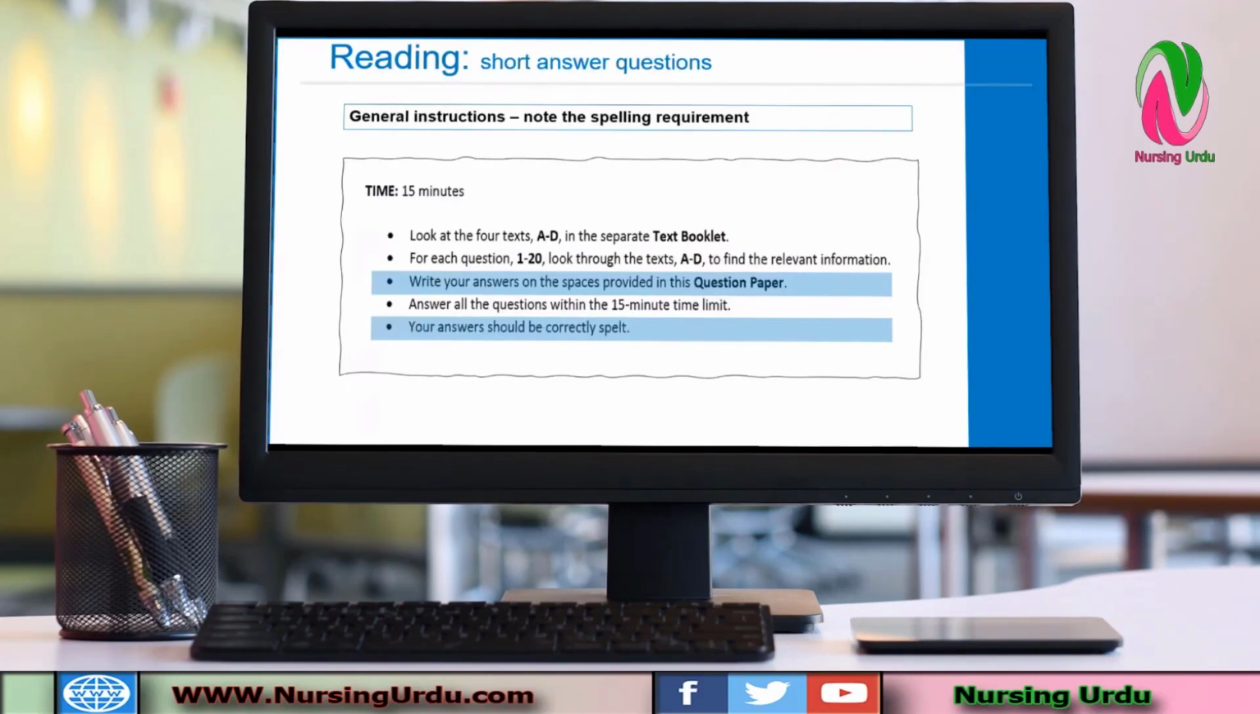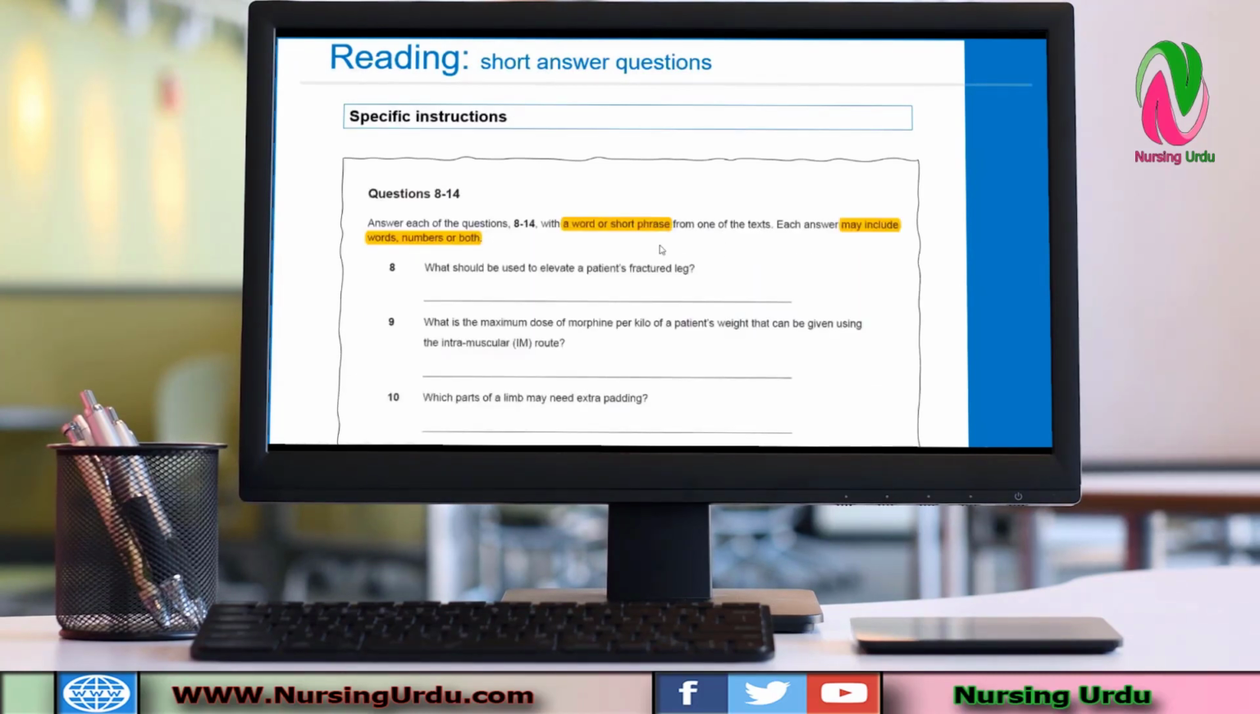So short answer questions. Note the spelling requirement. So in this section, it's a very different approach. You're going to be lifting information exactly as it appears in the text and putting it into your answer sheet. So there's actually no reason, you need to be careful, but there's no reason for any spelling mistakes. You're not going to be altering the answers. You're taking them directly from the text. So again, you'll have the 4 texts, and you need to write your answers on the spaces provided in the question paper. It doesn't specify the number of words. It says a word or short phrase from the text. It may include words, numbers, or both.